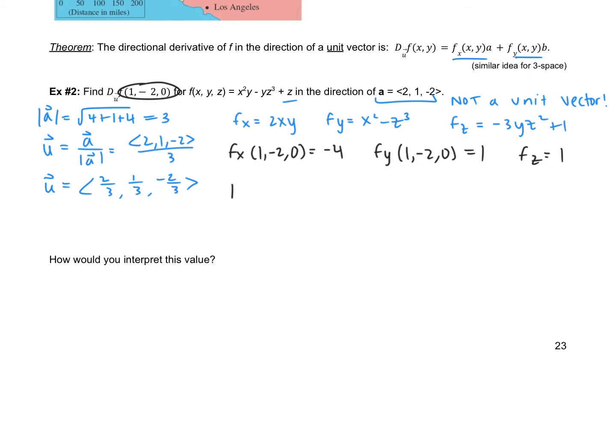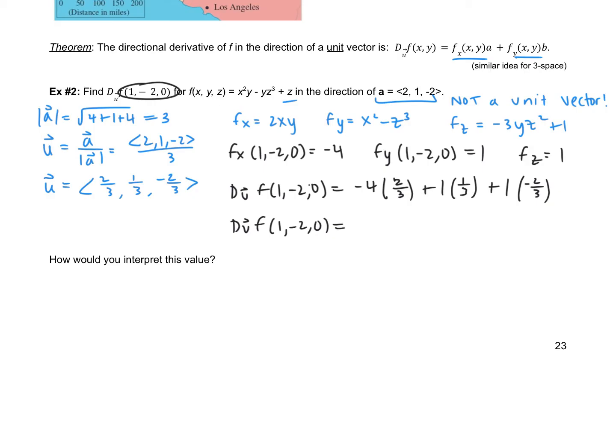So then finally, our directional derivative at the point 1, negative 2, 0 is going to be our partial, negative 4, times the x-coordinate of our unit vector, plus 1 times the next coordinate of our unit vector, plus 1 again times the last coordinate of our unit vector, which I will tell you ends up being negative 3.